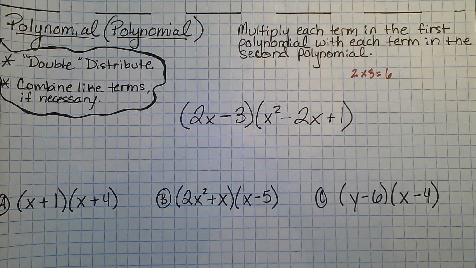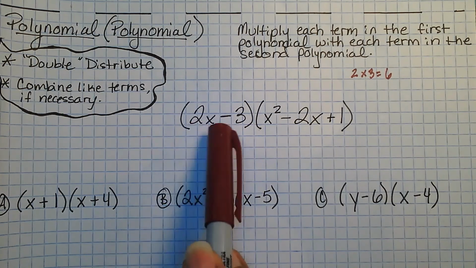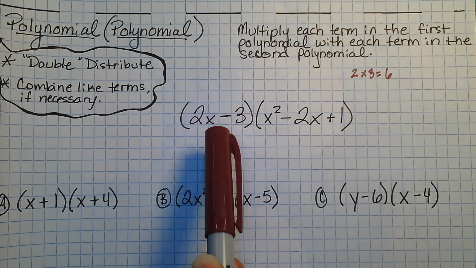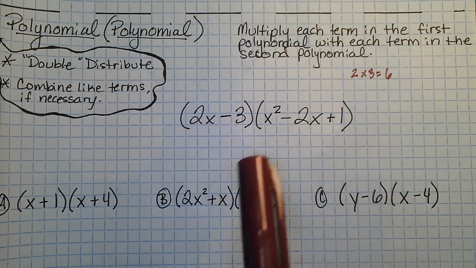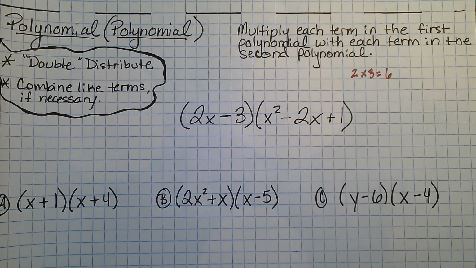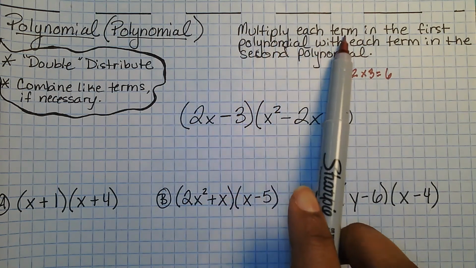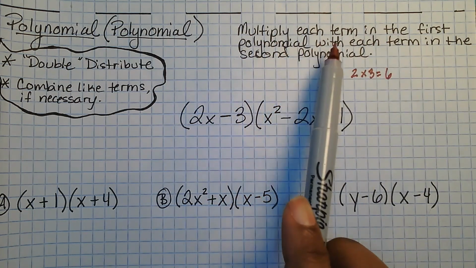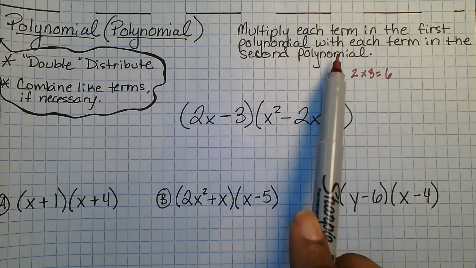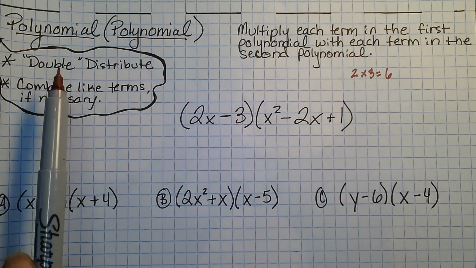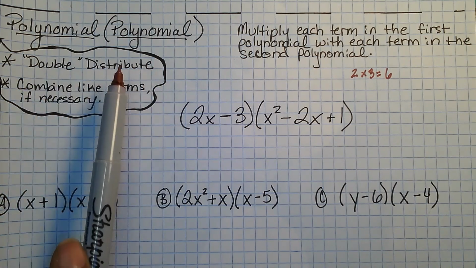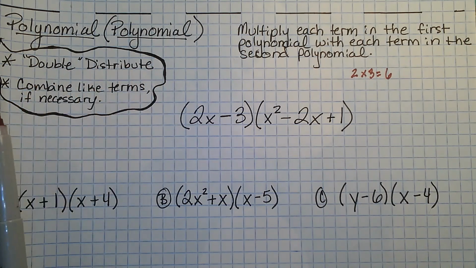The next part that we need to discuss is multiplying a polynomial times a polynomial, which means the first polynomial that we're multiplying has more than one term. It can be a binomial or a trinomial. We shouldn't go any larger than that for this class. One thing to remember is to multiply each term in the first polynomial with each term in the second polynomial. Basically, double distribution, double distribute, okay?